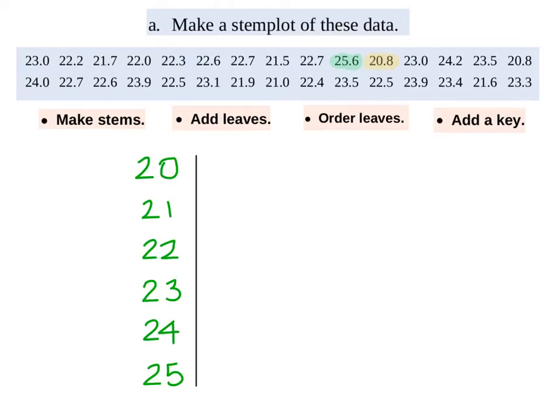All right, so first thing I'm going to do is make this line here, which goes really good on some graph paper if you've got it. And then I write 20, 21, 22, 23, 24, 25, which should span the lowest to highest range of our data. So what I'm going to do is add leaves. And what that looks like for 20, for example, is two 8s, because there's a 20.8 and another 20.8. And that's it for 20. So I'm going to fill in the rest for 21 through 25.